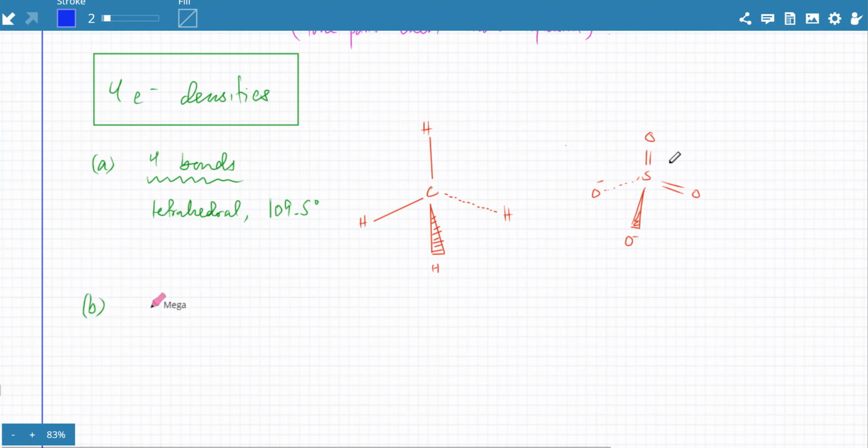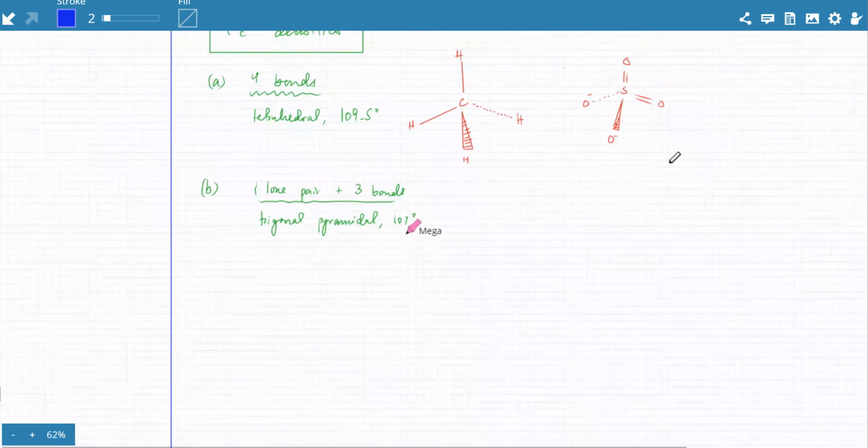The variant of this is one lone pair and three bonds. If you have one lone pair and three bonds, the shape is described as trigonal pyramidal, and the angle shrinks to 107 degrees. So what happens when you have this shape? The shape would remain pretty much the same. If you have an NH3 molecule, it's going to be exactly the same because in total there are four electron densities.